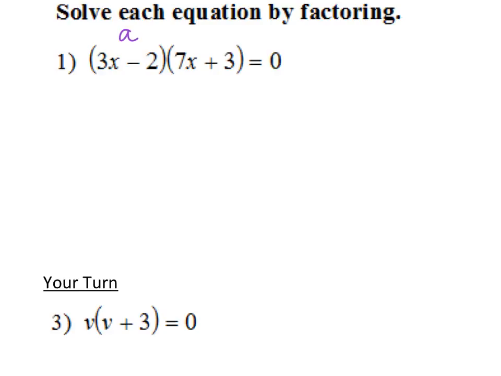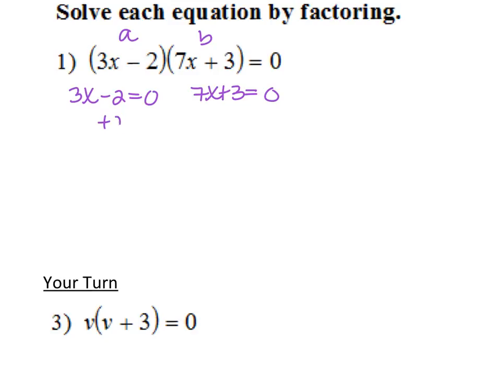So when we're looking at number 1, if I want to do an example, I have my A, this whole entire thing's my A, and this whole entire thing's my B. Well, it's saying if my A times my B equals 0, I'm just going to split them apart. So I have 3x minus 2 equals 0, and then I'm going to have 7x plus 3 equals 0. I split them into two equations.